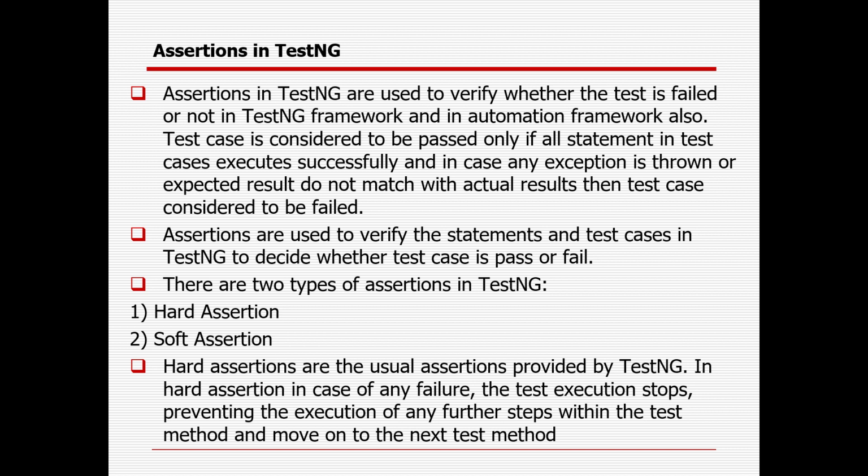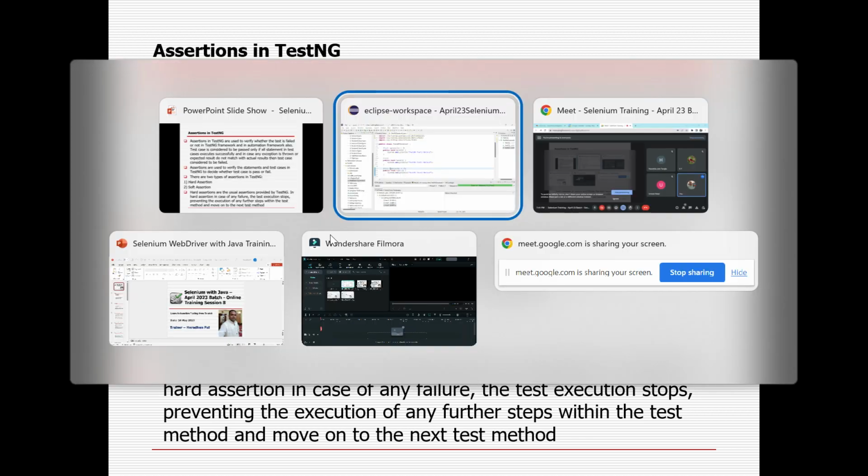Hard assertions are the usual assertions provided by TestNG. In a hard assertion, in case of any failure, execution will stop immediately for that particular method. That's the drawback of the hard assertion. In case of failure, it will not execute the remaining lines of code for that particular test method. So that is the drawback. Let's try to do some assertion.